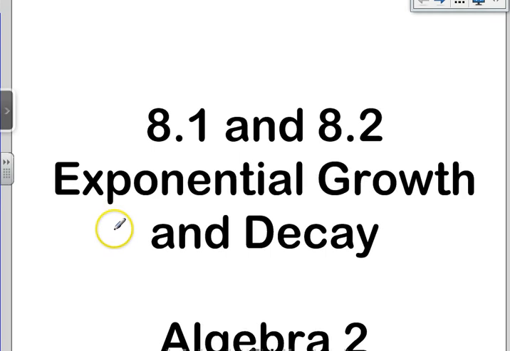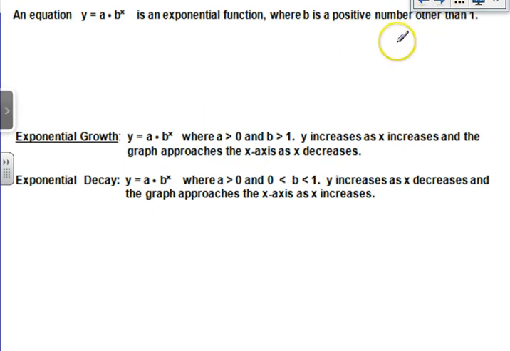Today we're going to learn the lesson on 8.1 and 8.2, and it even has a little bit of 8.3 in it for our Algebra 2 book, and it's on exponential growth and decay. So first, let's talk about what the exponential growth and decay function looks like. The equation is y equals a times b to the x power.